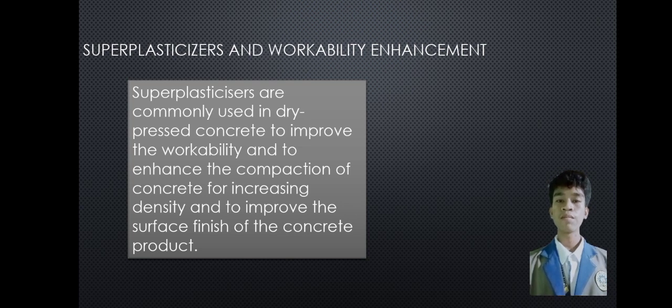The main purpose of a superplasticizer is to reduce the amount of water required to achieve a desired consistency in concrete mixture by dispersing and separating the cement particles more effectively. A superplasticizer enhances the fluidity and workability of the concrete.